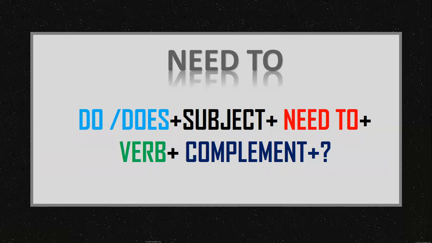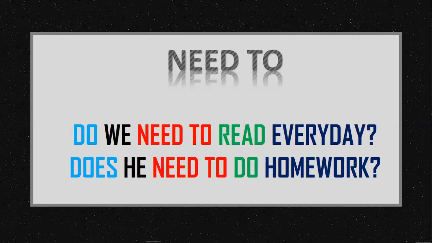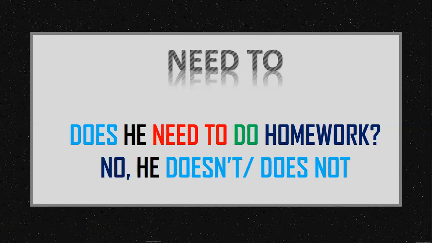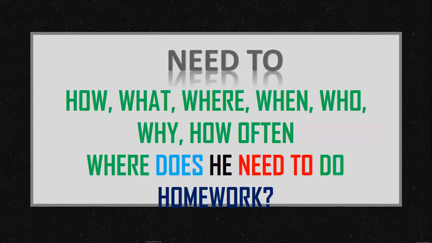Let's continue. When we want to ask, remember that we are going to be using the auxiliaries do and does, plus the subject, plus need to, plus the verb complement and a question mark. And it is used when we want to ask for necessities. For example, do we need to read every day? Does he need to do homework? Yes, we do, to answer in an affirmative way, or no, he doesn't or he does not when we answer in a negative way. Very good.